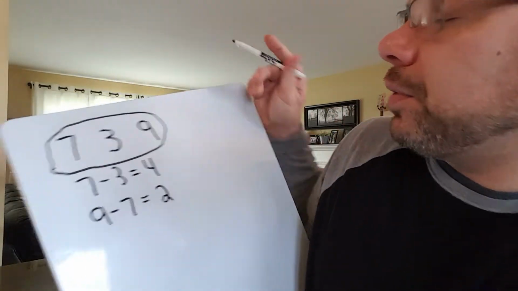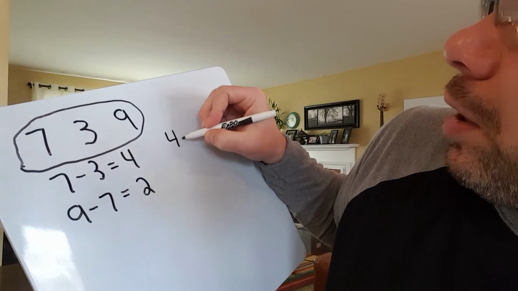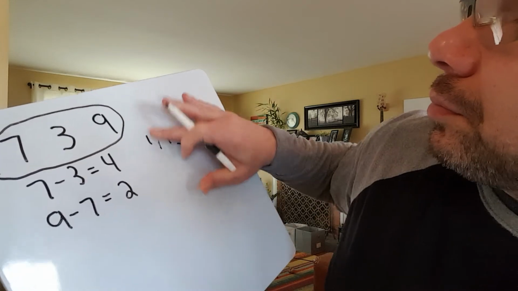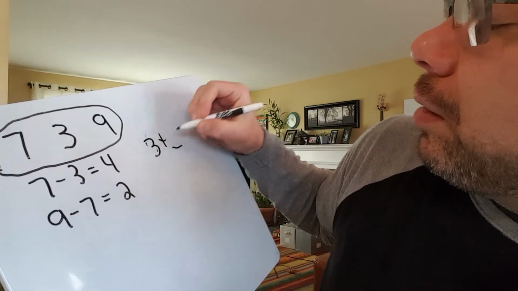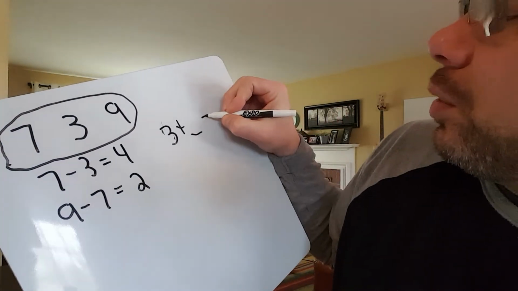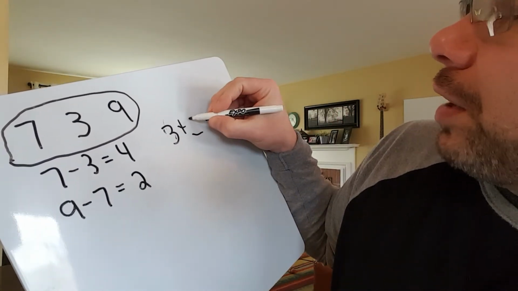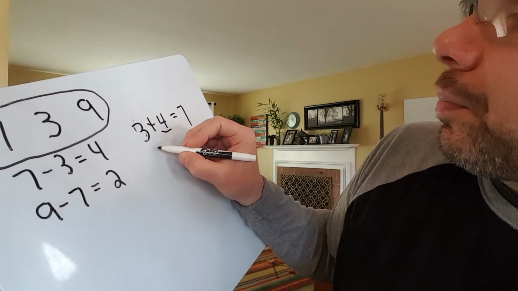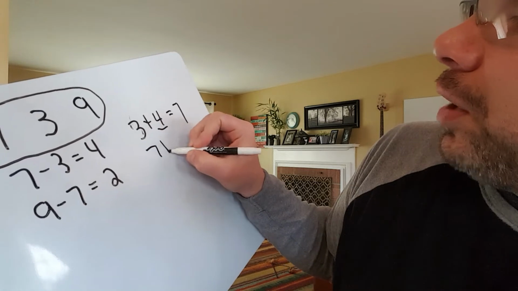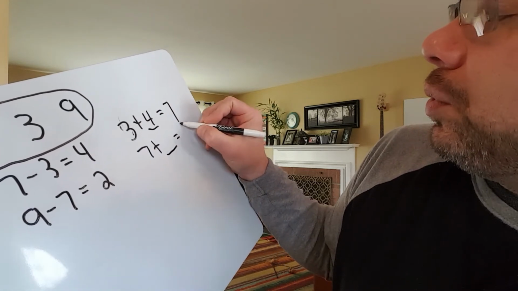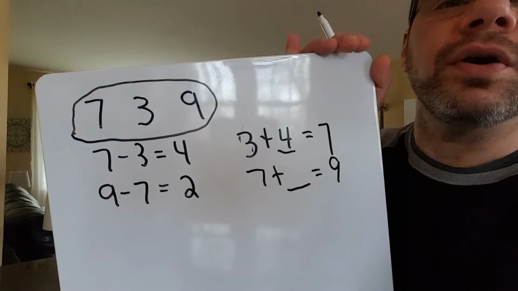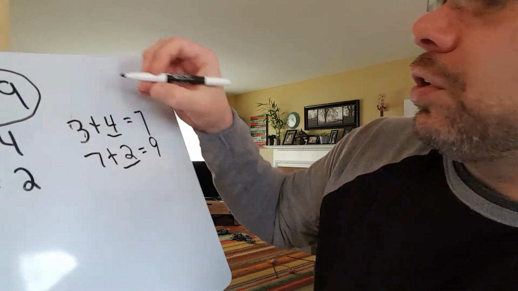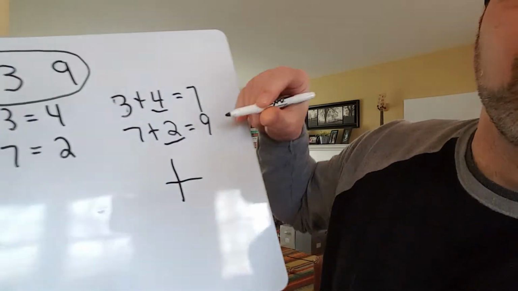You also could have gone, if you wanted to, 3 plus what equals 7? And you would have known that that number is 4. Okay? And then with this one, you could have gone 7 plus what number is equal to 9 to figure out the difference between the two. Okay, we know that 7 plus 2 is equal to 9. So you could have used addition right here.